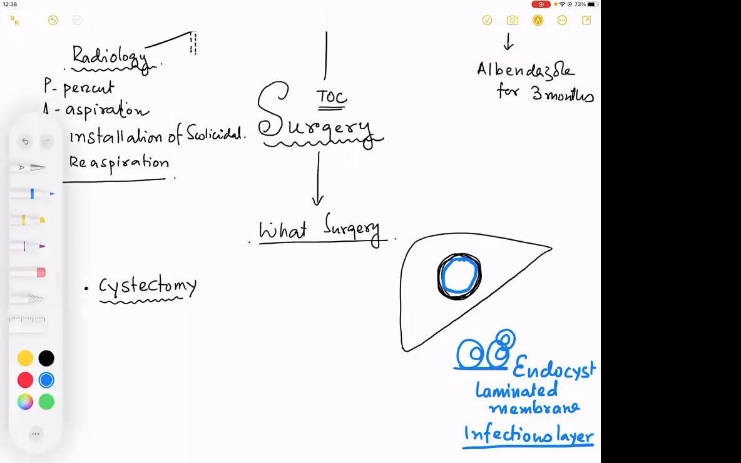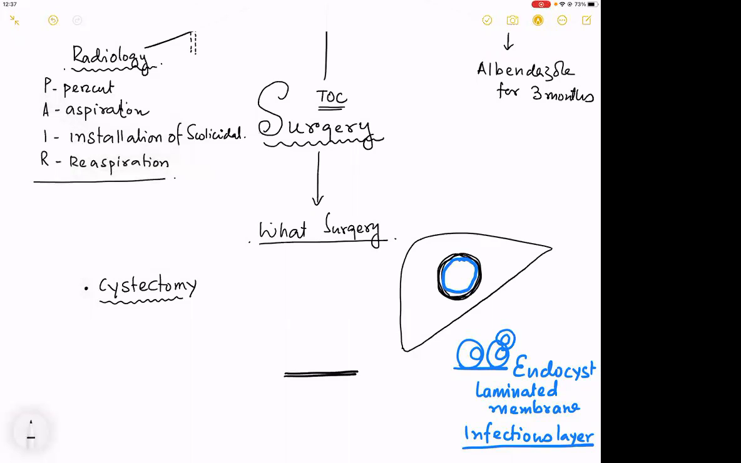The black line that you can see in the picture is called the ectocyst, is white in color and is removed at surgery.